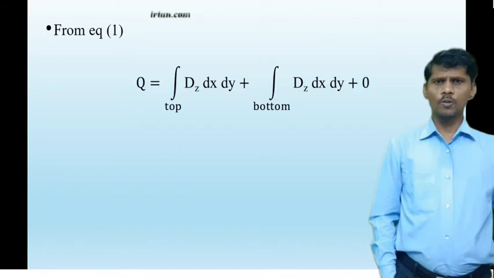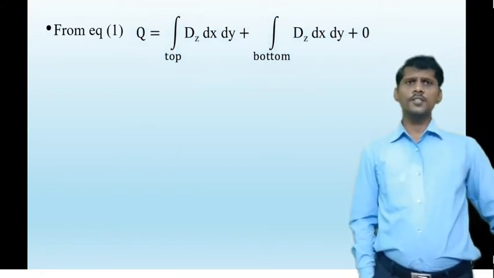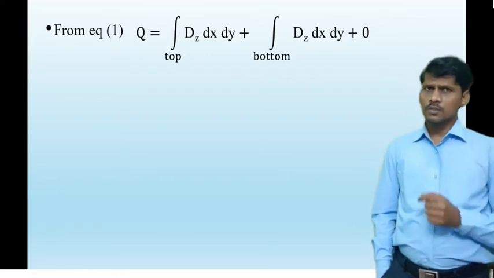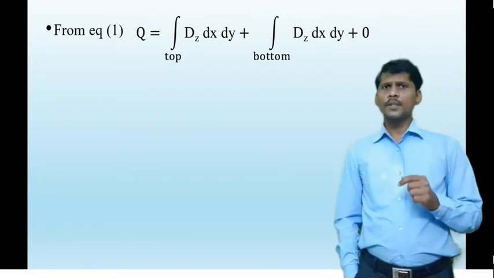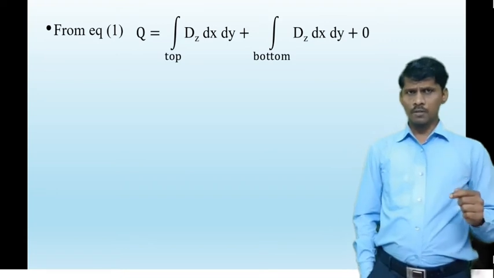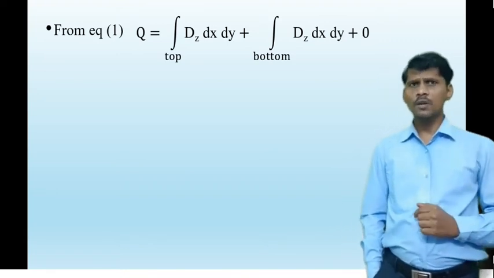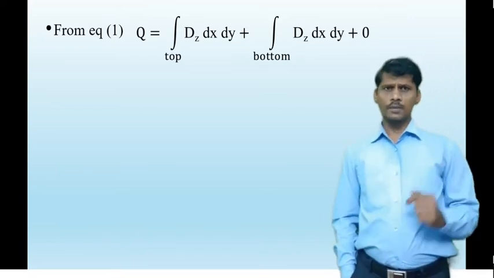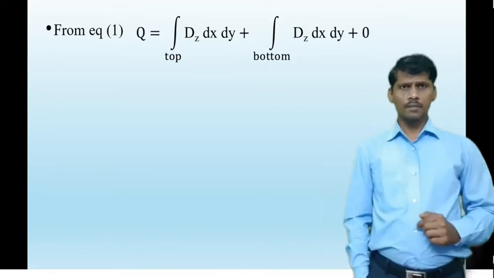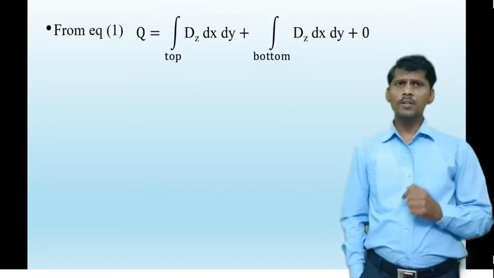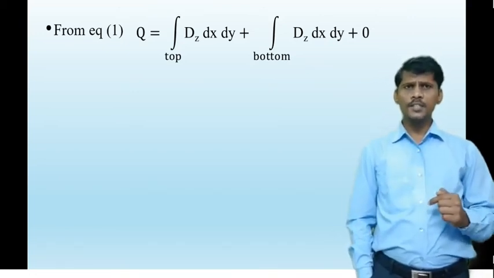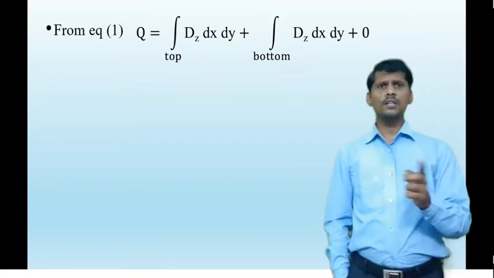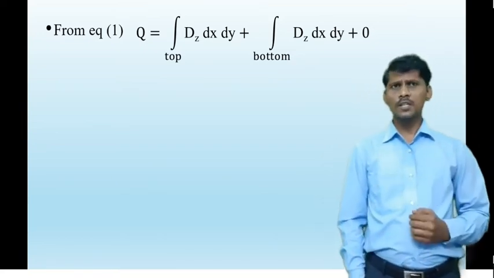So applying all these conditions into equation 1, we get the charge Q is equal to the top integral of D bar dot dS bar. For the top of the surface, what is the value of D bar dot dS bar? Dz into dx dy, plus the bottom integral. For the bottom integral, what is the value of D bar dot dS bar? Dz into dx dy. And on the side of the integral, there is no electric flux density, so that surface integral becomes 0.